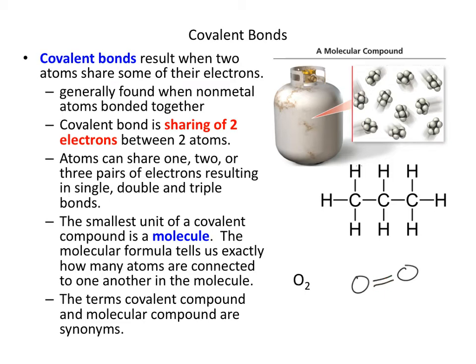In the case of nitrogen, a nitrogen molecule, I would draw three lines. We'd call that a triple bond. Those nitrogen atoms are sharing six electrons.